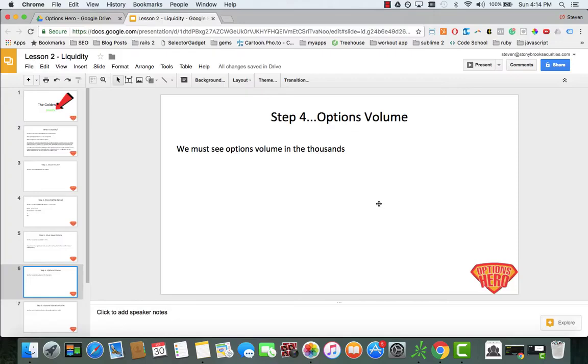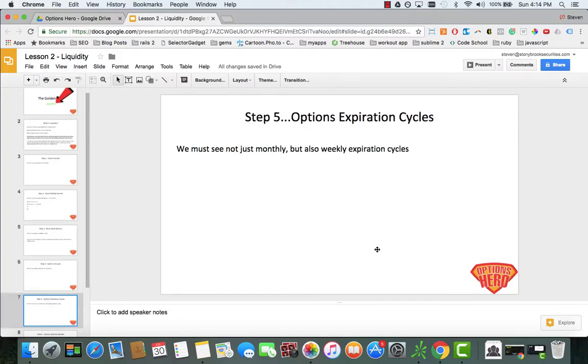All right, good. Step number 5, options expiration cycle. So, if you are a stock and you offer options, you get out of the box monthly expirations. So that means you will have options contracts that expire every third Friday of every single month. That day, the third Friday of every single month, is known as the monthly expiration cycle.